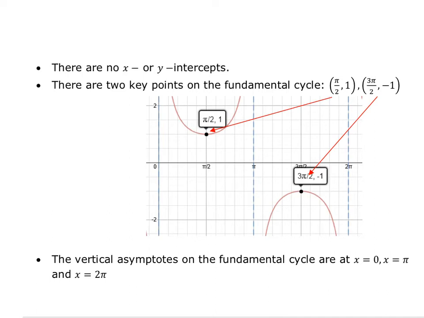Because wherever sine is 0, my cosecant will have a vertical asymptote, because it's undefined, because they are reciprocals. So I'll give you a moment to write that down.